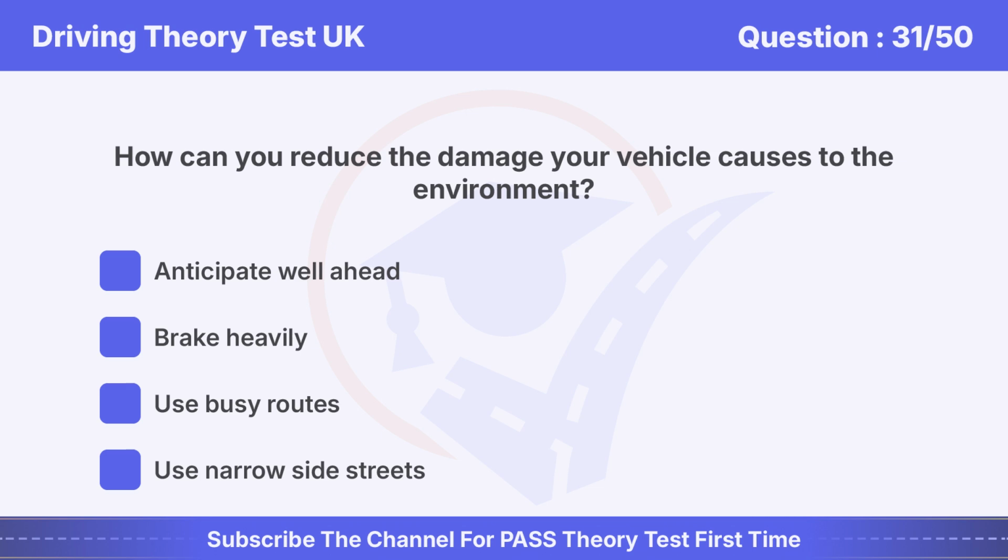Question 31. How can you reduce the damage your vehicle causes to the environment? Answer is A. Anticipate well ahead.